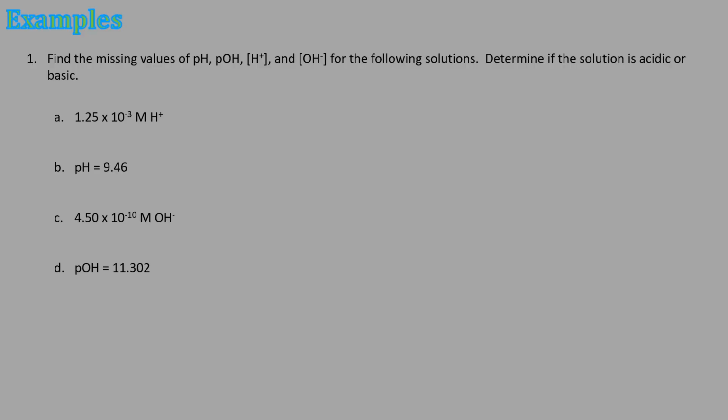All right, so we're going to find the missing values of pH, pOH, hydrogen ion, and hydroxide ion for the following solutions and determine if the solution is acidic or basic. So up here at the top, I'm going to write down the equations really quick so that you can see them while they're on the screen, and I can point to the ones that I'm using. And these are the only ones that I really use. I don't use the 1 times 10 to the negative 14 all that much unless I am doing a different calculation, which will come much later.